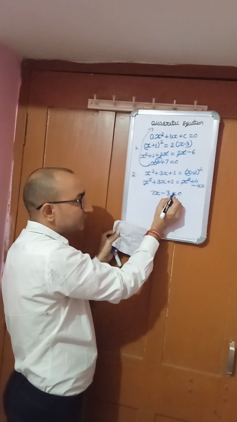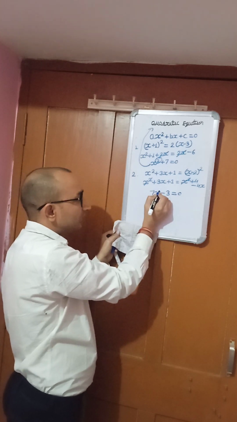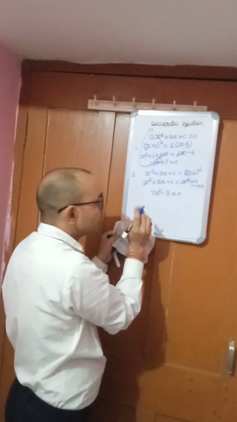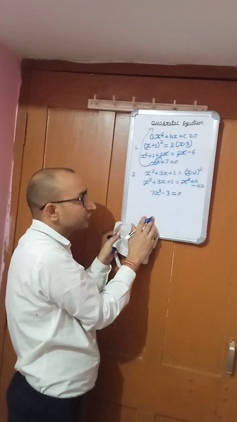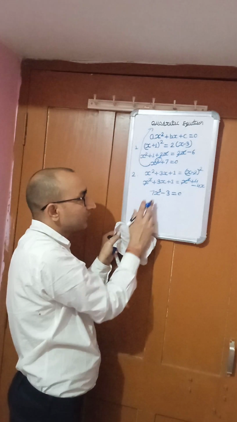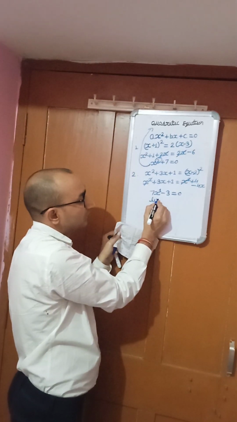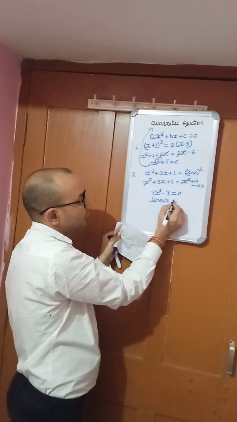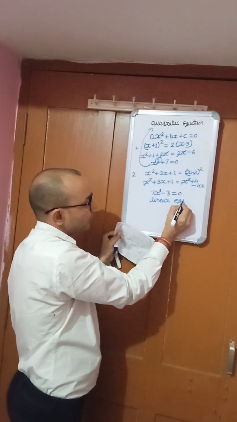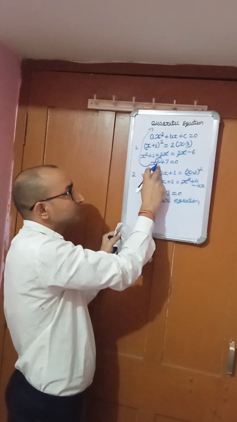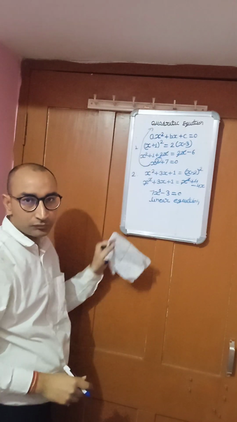See here, it has an equal to sign but it has highest power 1. So it has an equal to sign, that is why it is called an equation, and the highest power is 1 here, so it is called a linear equation.